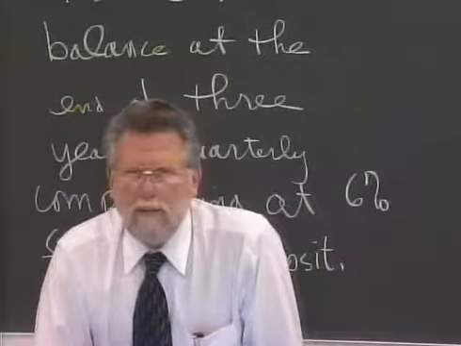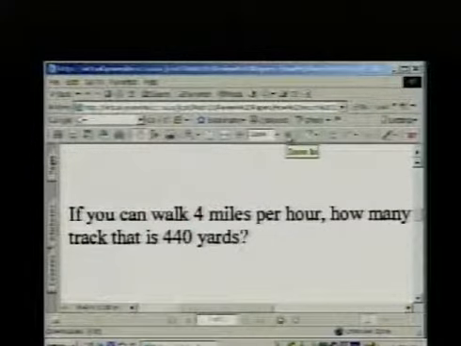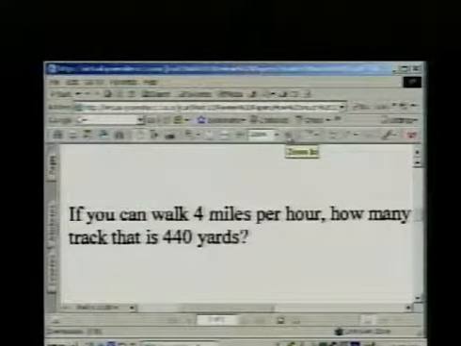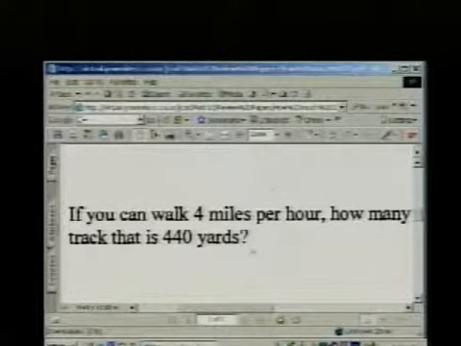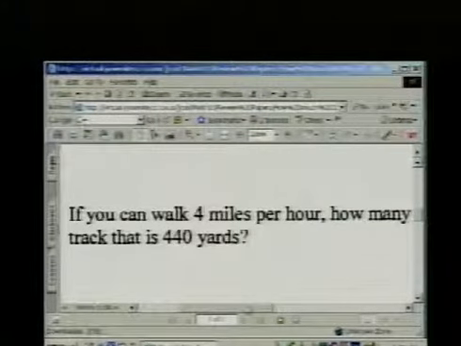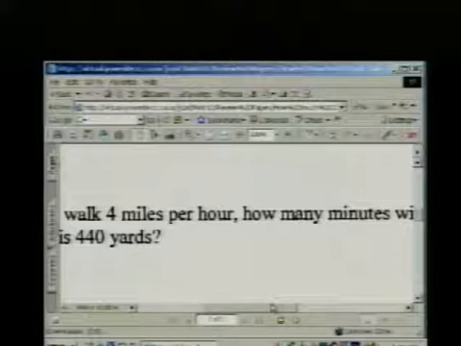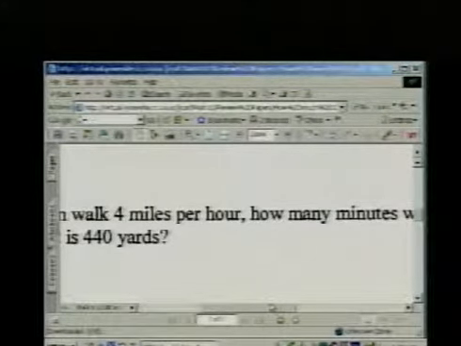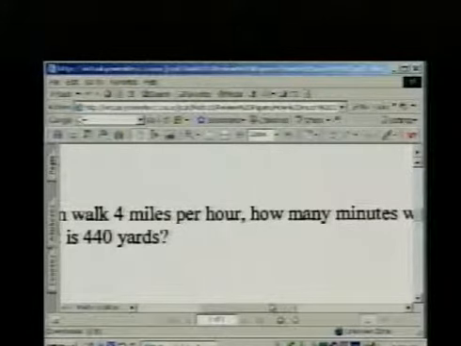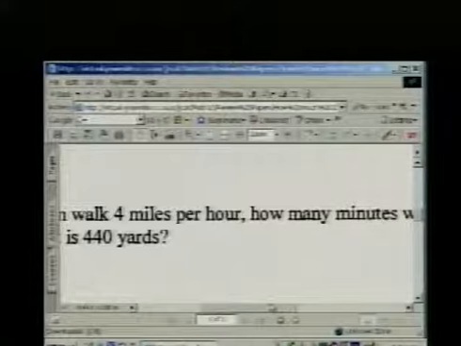Well, you're going to walk it. Okay, so you're going to walk the 440. So the question, as we come back to the fact that the track, you're going to walk in that track and you're going to do a 440. So the question is, how many what? Because this becomes the important part as to what I'm going to set up. How many minutes? So the question, if you walk 4 miles per hour, how many minutes to walk that 440?